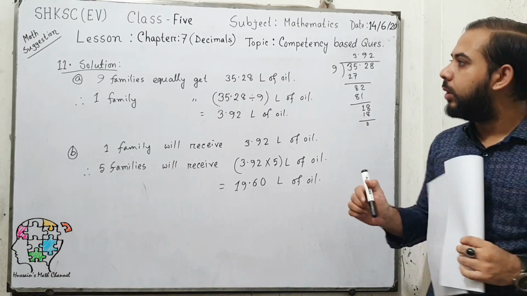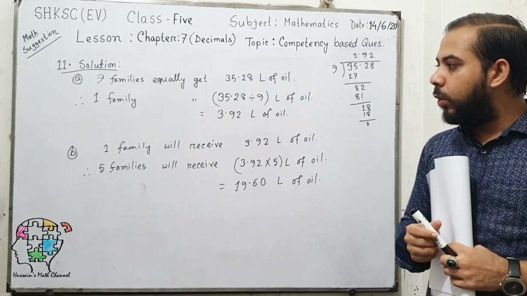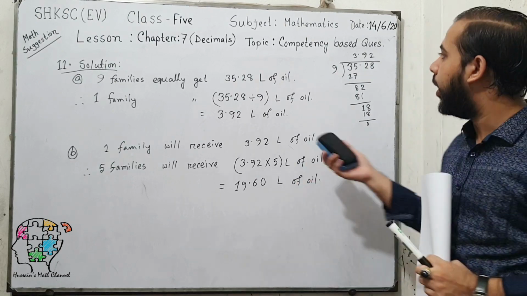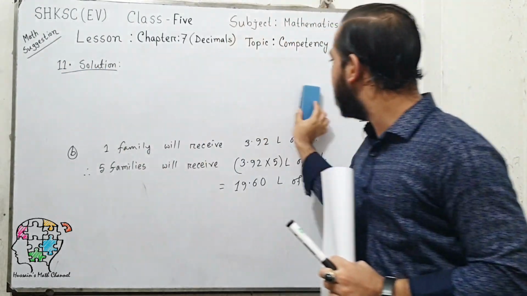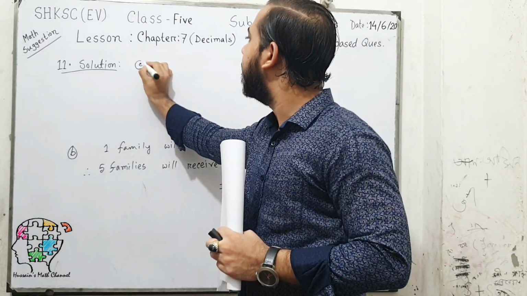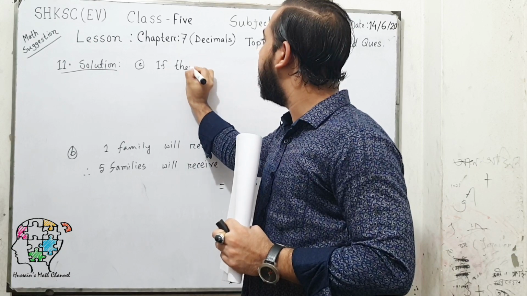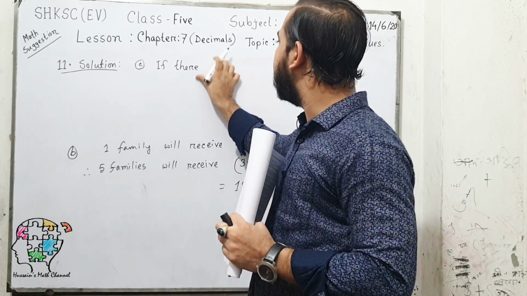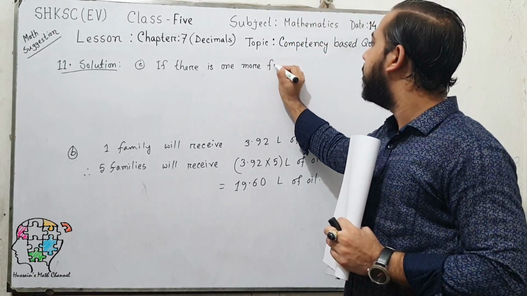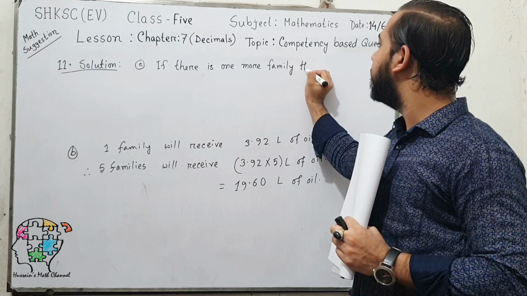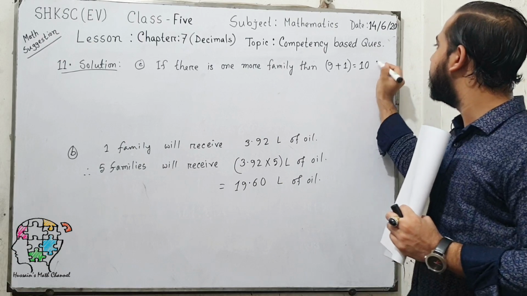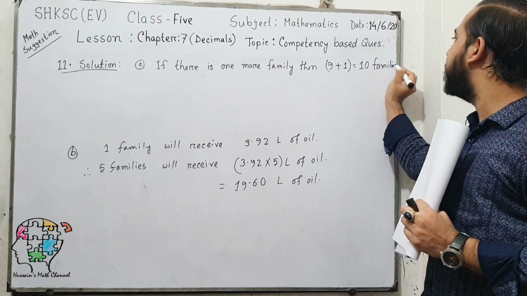So we have to add 1 with 9 families. If there is 1 family more, then it will be 10 families. So we can write here easily. Let me erase number A first. Question number C. If there is 1 more family, then 9 plus 1 equals 10 families. There are a total of 10 families.